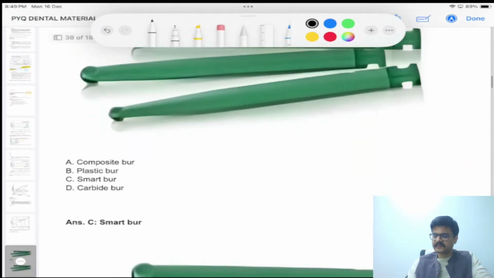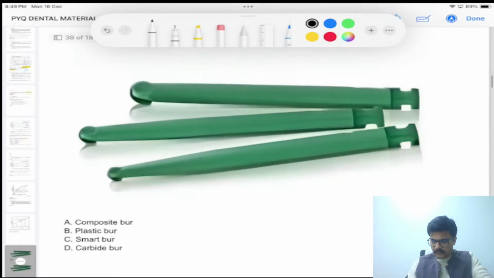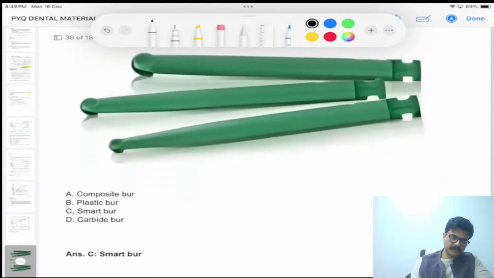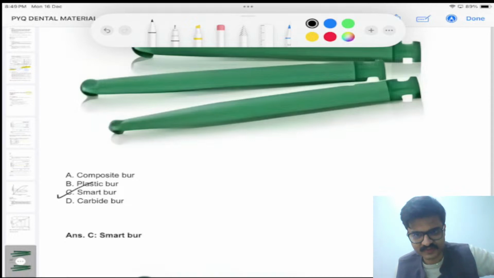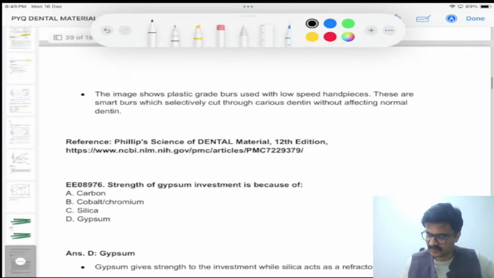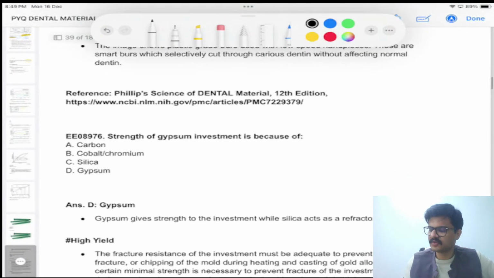Now this is a smart burr, guys. Although it's a plastic burr, the better answer is smart burr. This is basically taken from Google only. It was a new question when it came. It created a lot of things.